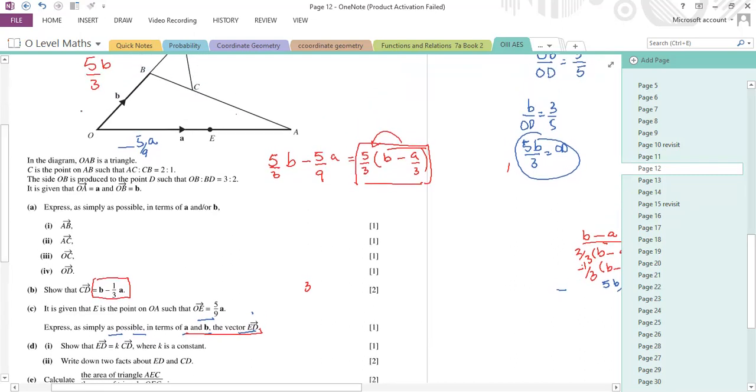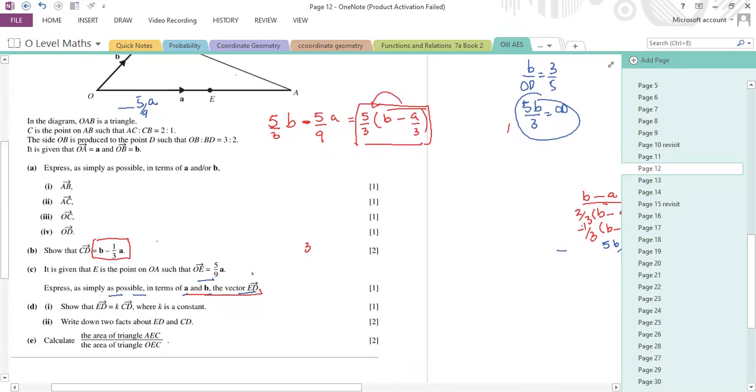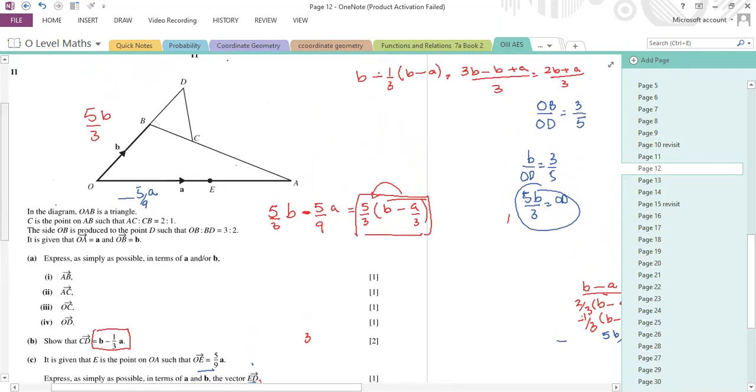Just you can see that this is minus 59A. It was here 59A minus, and then 5 third of B. So we have already calculated this, right? Now what is coming up next? Now ED is actually K times CD. Now this is a funny thing. ED is K times CD. It means that it is what? It is actually collinear, right?